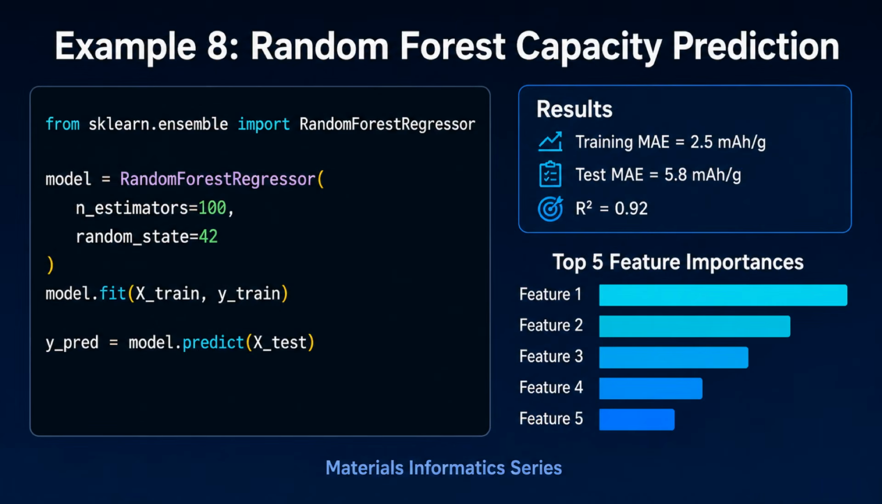Random forest combines many decision trees for robust predictions. We configure 100 trees with maximum depth of 10 to balance complexity and generalization. After training, we evaluate on both training and test sets. The model achieves excellent predictions with low error margins. Random forest also provides feature importance rankings, helping us understand which descriptors drive capacity.